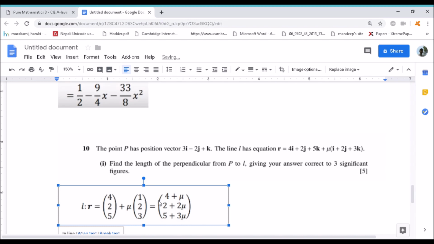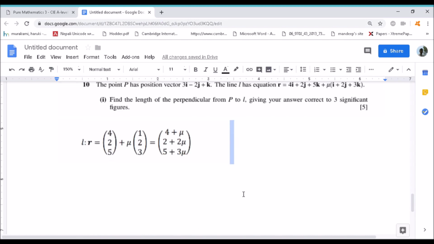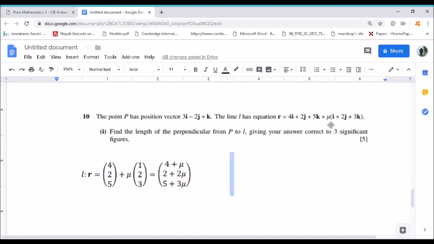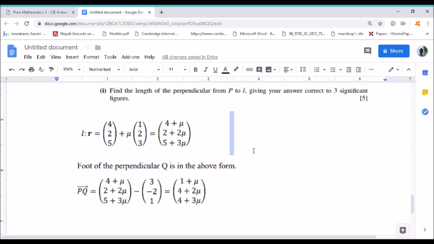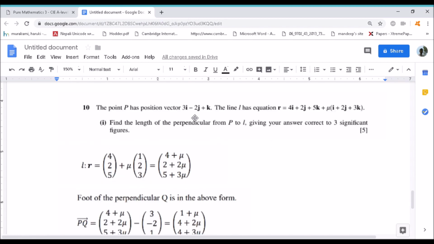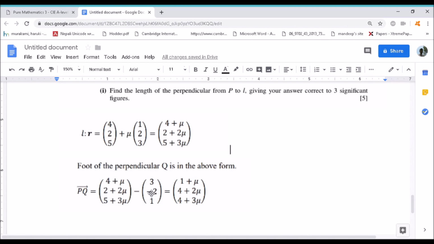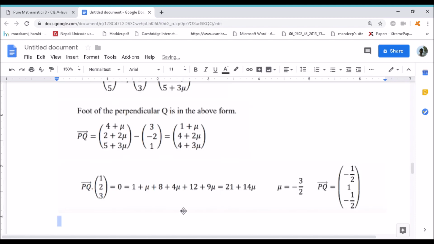So we write r equals 4, 2, 5 plus u times 1, 2, 3, the equation of r, and we find PQ. We are given P, so we find the PQ vector. So PQ will be 4 plus u, 2 plus 2u, 5 plus 3u minus 3, minus 2, 1, so it will be 1 plus u, 4 plus 2u, 4 plus 3u. After this we have PQ.